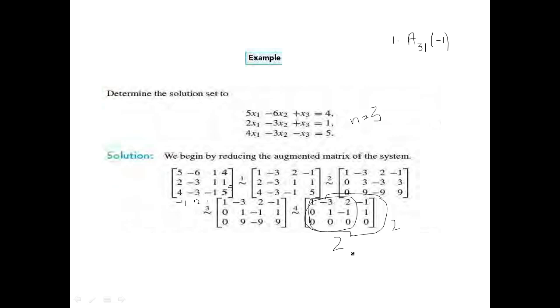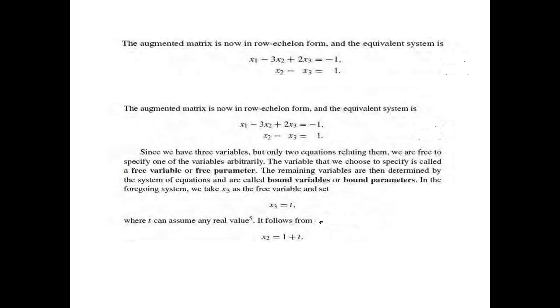But you see here, check which type of augmented matrix is now in reduced echelon form. The system is x1 minus 3x2 plus 2x3 equal to minus 1, x2 minus x3 equal to minus 1, right? So the augmented matrix is now in reduced echelon form, and the equivalent system is x1 minus 3x2 plus 2x3 equal to minus 1, x2 minus x3 equal to 1.